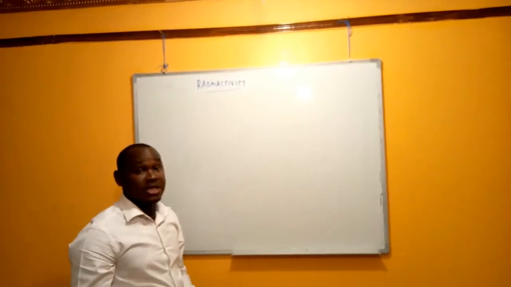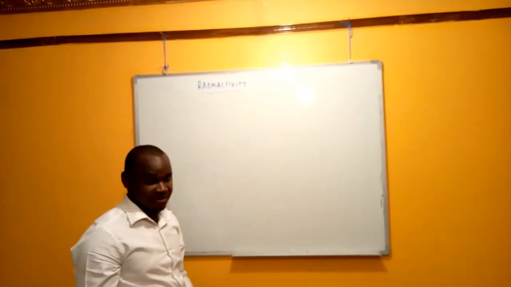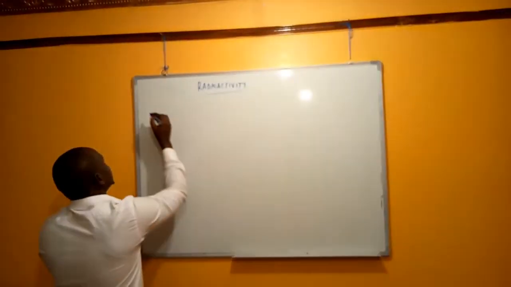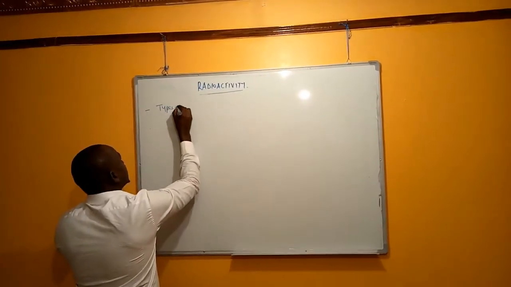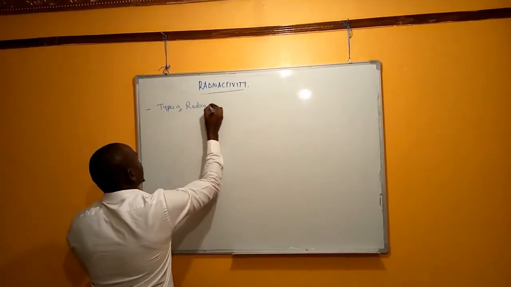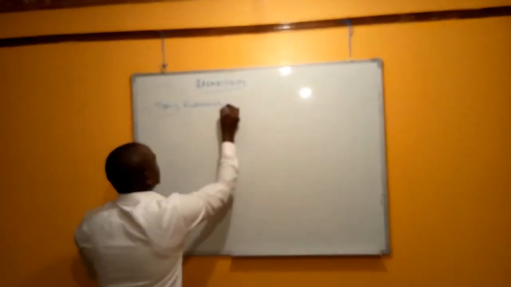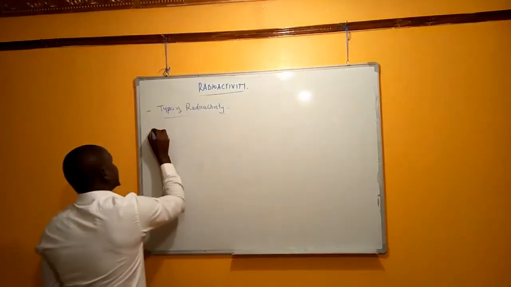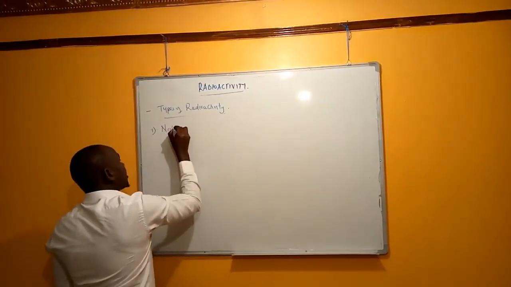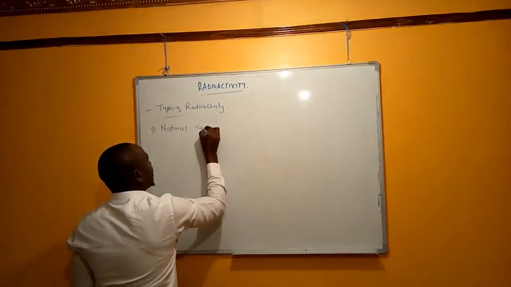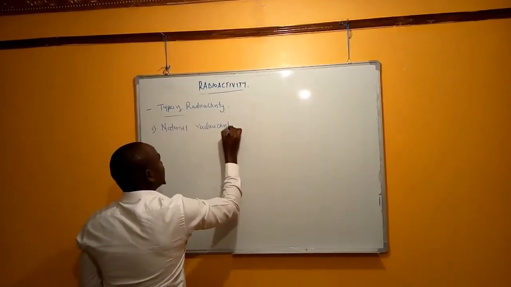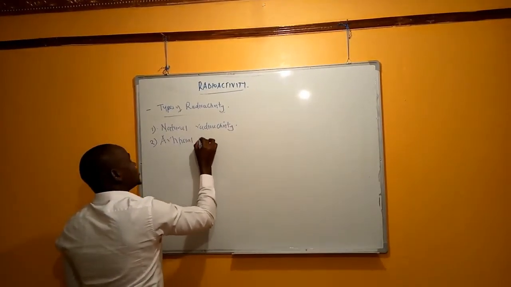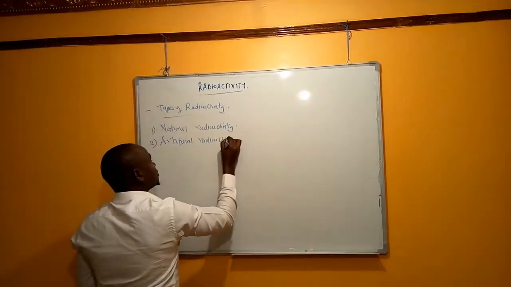I would like us to proceed and look at the types of radioactivity. Having defined radioactivity, now I would like us to look at the types. So there are two types of radioactivity. One is called natural radioactivity, and the second one is called artificial radioactivity.